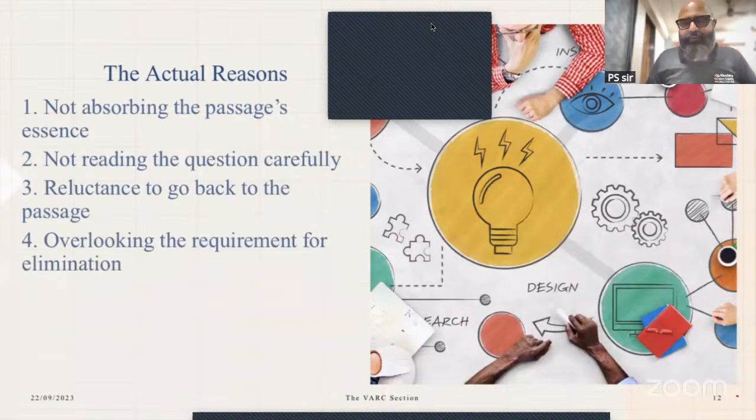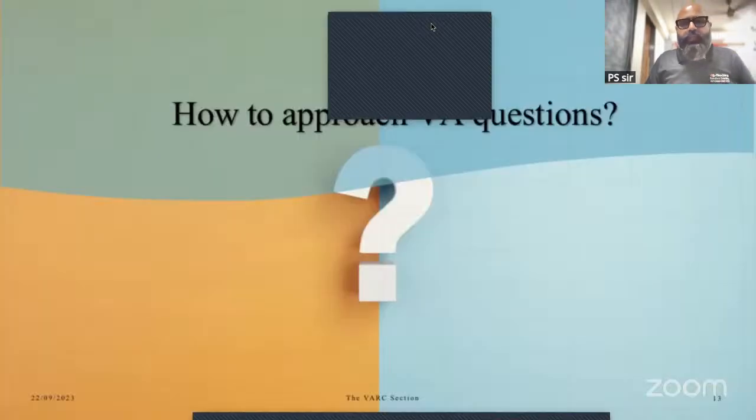Overlooking the requirement for elimination. Sometimes we overthink a lot on certain things. So these are the 3-4 things which I personally think are the actual reasons for marking the wrong option.